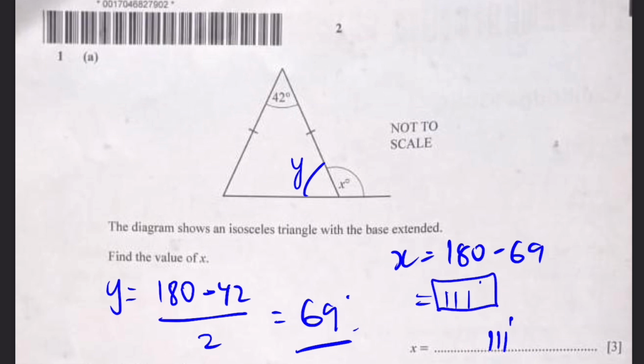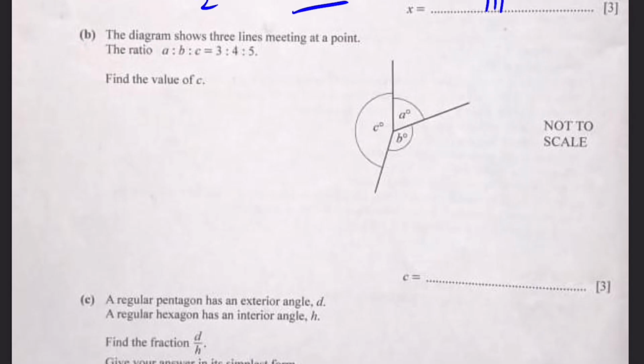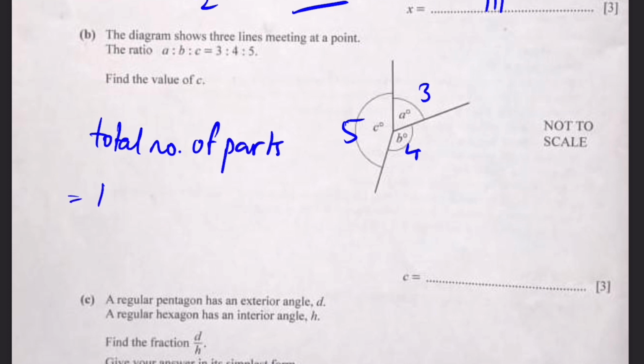That's the answer. B. The diagram shows three lines meeting at a point. The ratio A to B to C equals 3 to 4 to 5. Find the value of C. So A is 3 parts, B is 4 parts, C is 5 parts, right? Now, the total number of parts is equal to 12. And 12 parts make the full rotation, which is 360 degrees.